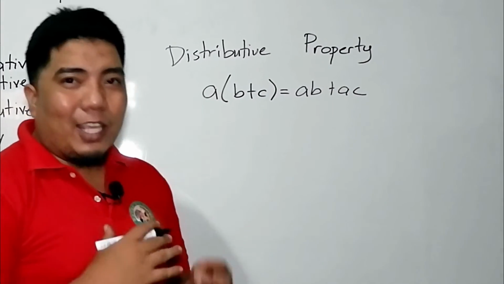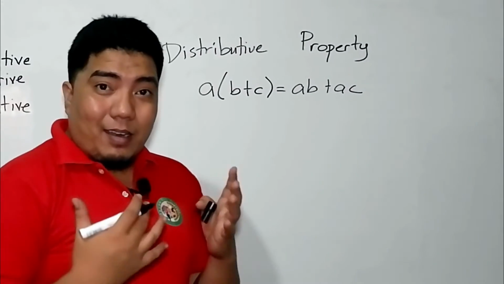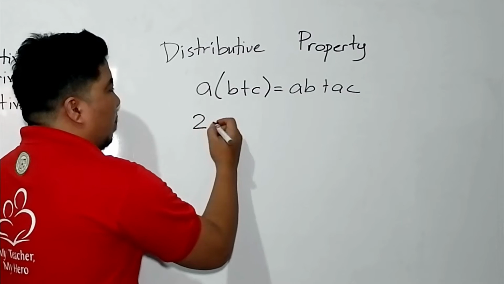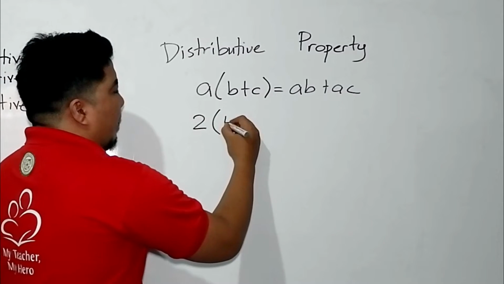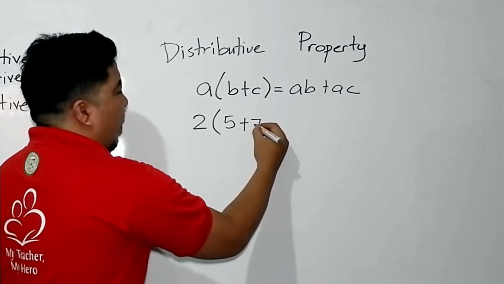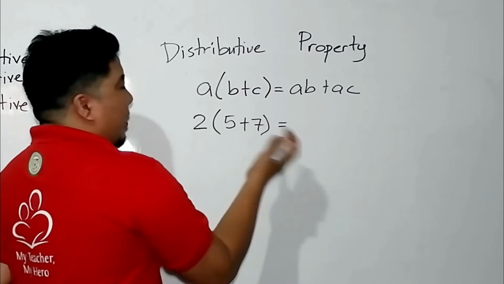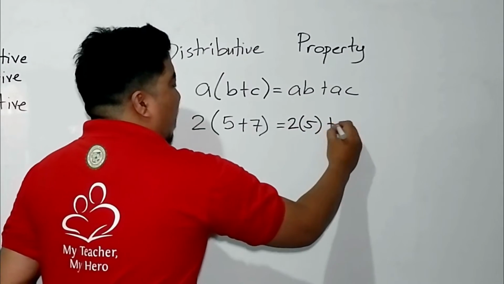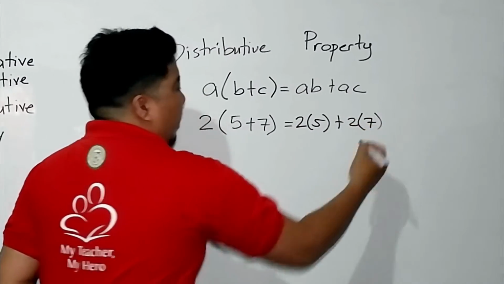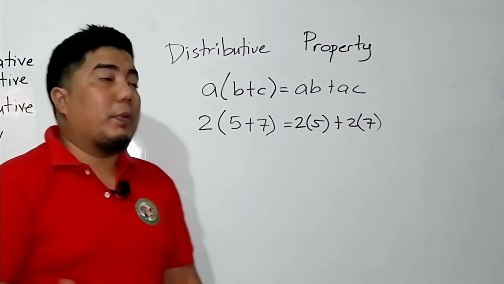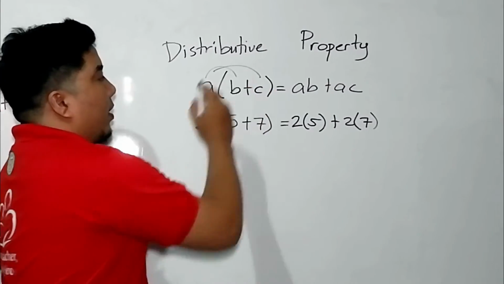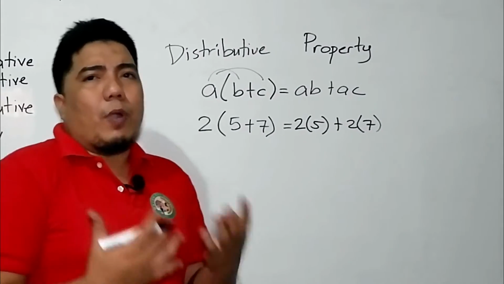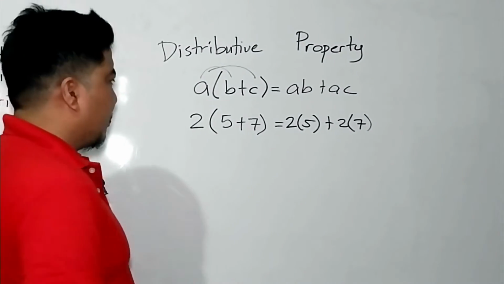Now let us try to apply it in an example with numbers. Let's say our A is 2, our B is 5, and our C is 7. That is just the same as saying 2 times 5 plus 2 times 7. So this is how the distributive property works. Now let us check whether that property is true.